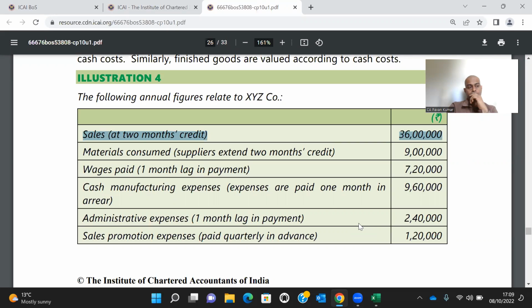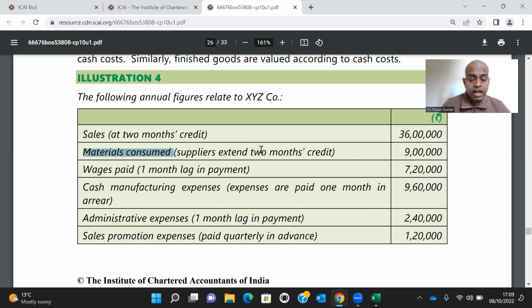Yes, continue. Material consumed 9 lakhs. Suppliers extend 2 months credit. Some students will make a mistake here also. If you calculate 9 lakhs into 2 by 12, wait. You are calculating creditors, not materials. It is a trap.